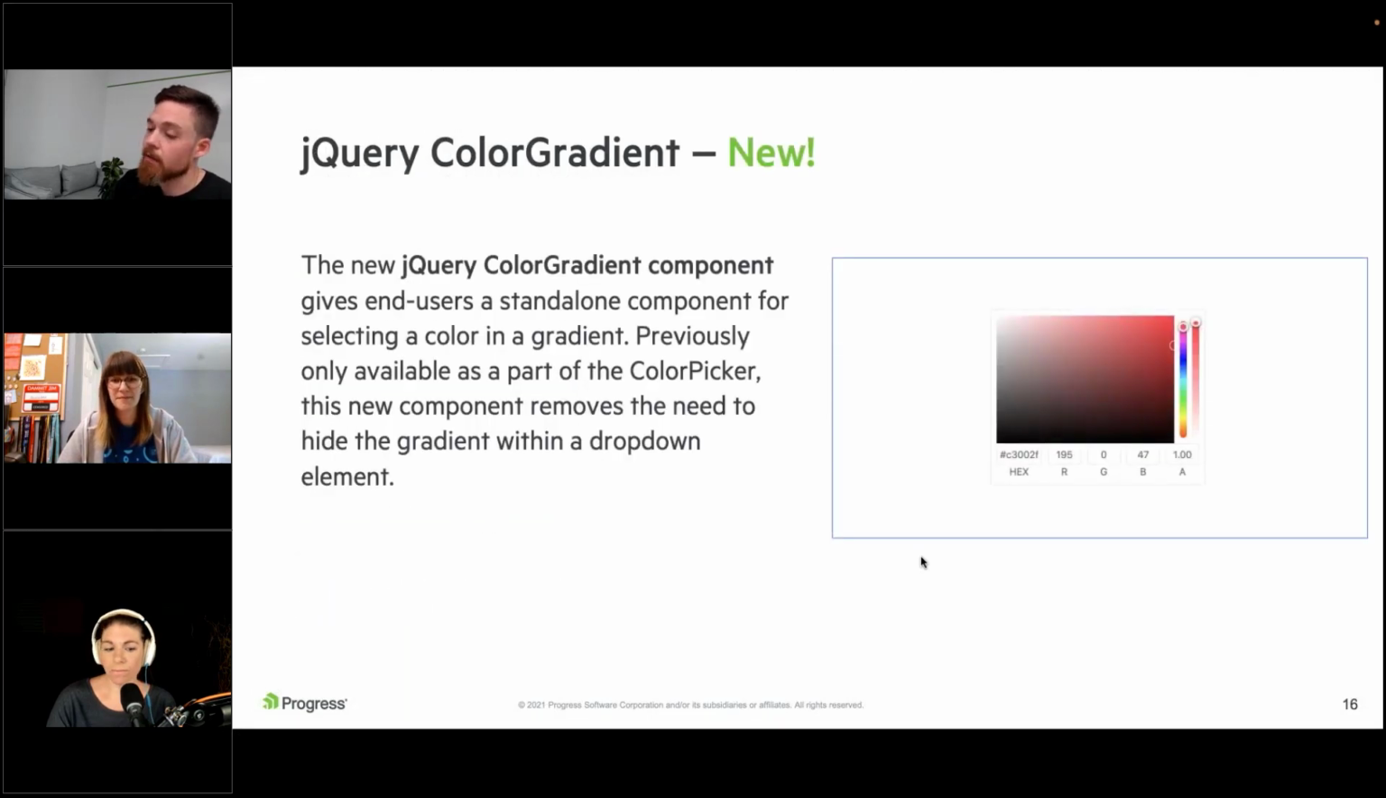Now the color gradient, as we can see on the right-hand side, is, well, it's a gradient. So it allows you to display this type of gradient where you can either plug in a hex value, you can plug in the RGB value, or you have this nice little user experience for being able to pick a color. And you might have seen this previously as a part of the color picker, but in the color picker, you need to hide it behind a drop-down. And sometimes you just want to display a color gradient within your application without hiding it anywhere. So this is why we introduced this as a standalone component, to give you the flexibility to choose: do we want to have it in a drop-down, or do we want to have this UX displayed constantly within our application?